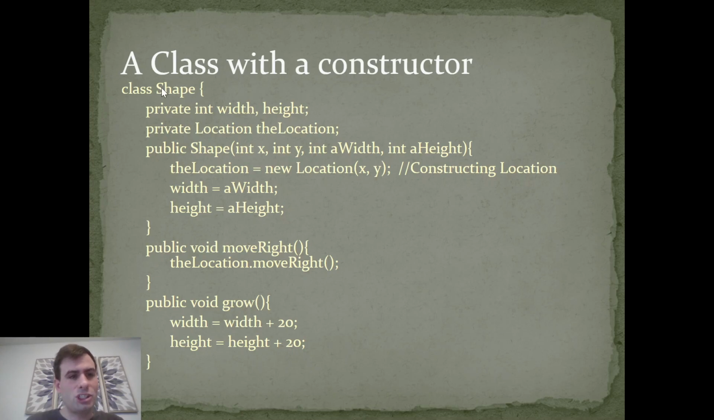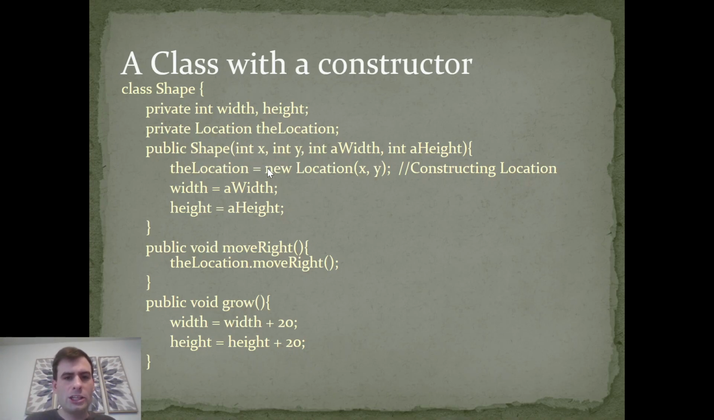So again, we see the shape class, private int width and height with a private location, the location, with a public shape. Okay, so this is where we get into that constructor idea, where we have the public shape, so it's the same name here and here, and we have int x, int y, int a width, and int a height. So what these things do is show that we're going to be using x, y, width, and height.